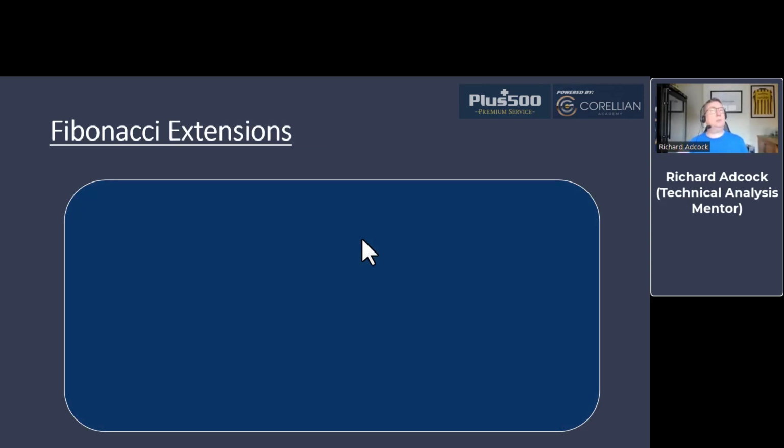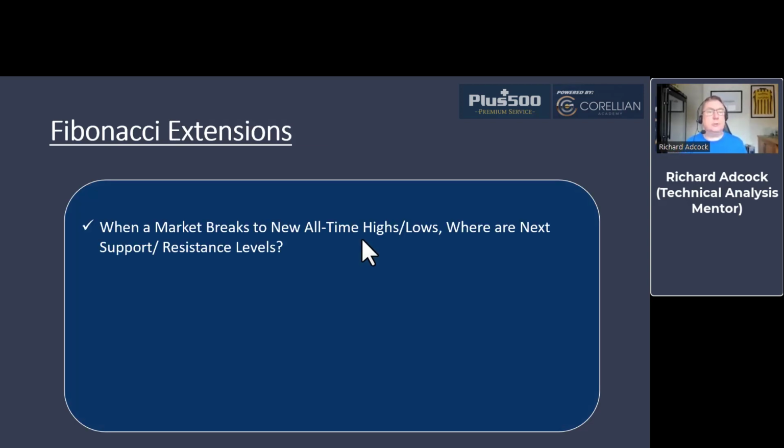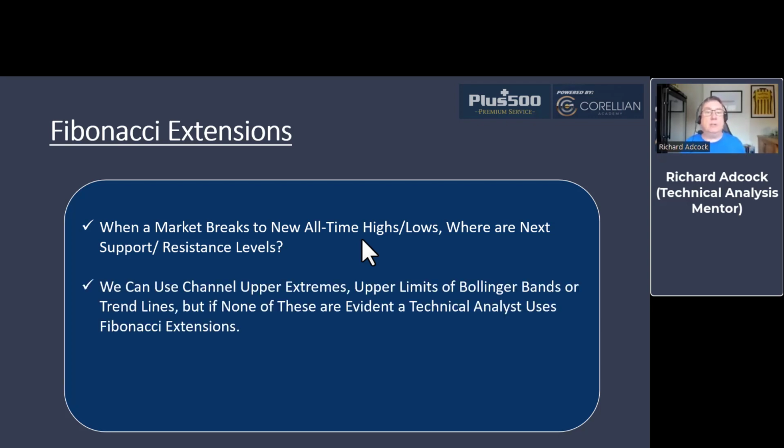Now, when we come to Fibonacci extensions, we use these when the market breaks to a new all-time high or low, because at that point, we're really asking where the next support or resistance levels are likely to be. Effectively, we're in uncharted territory. So we haven't got previous highs or lows that we can monitor that act as the support or resistance levels.